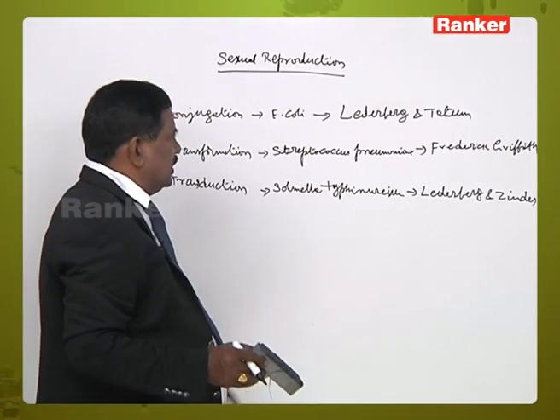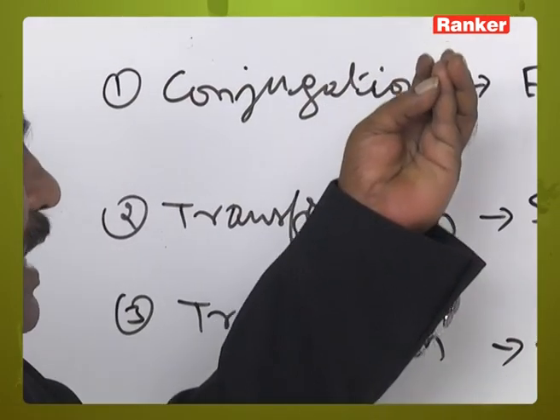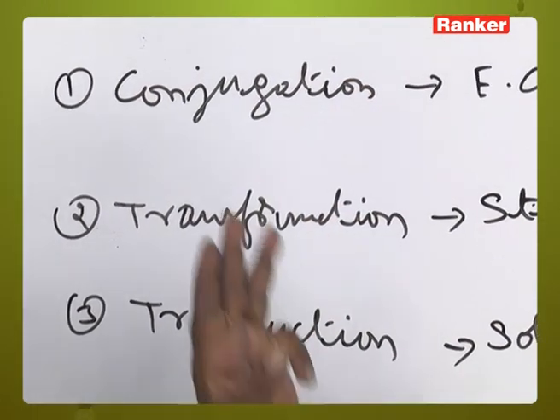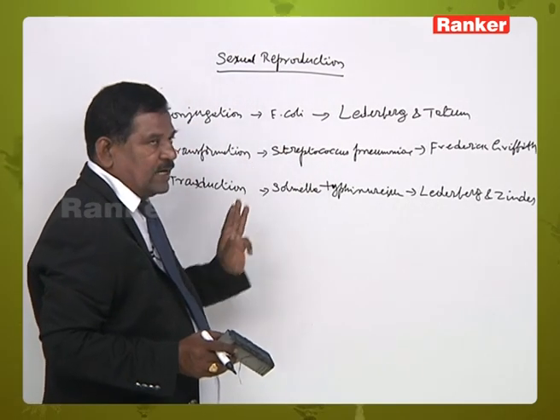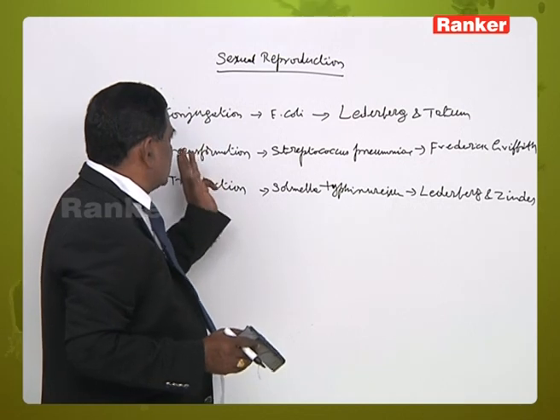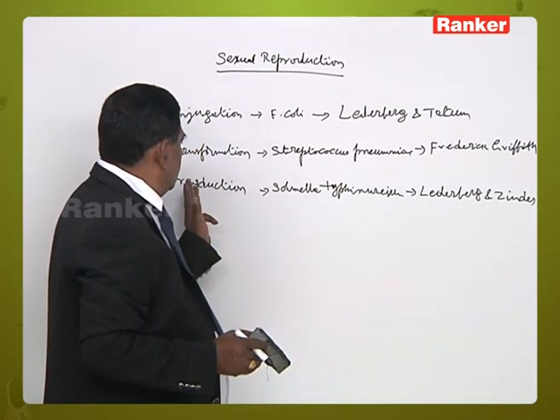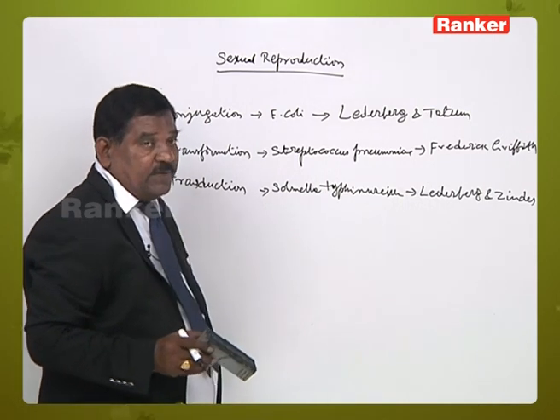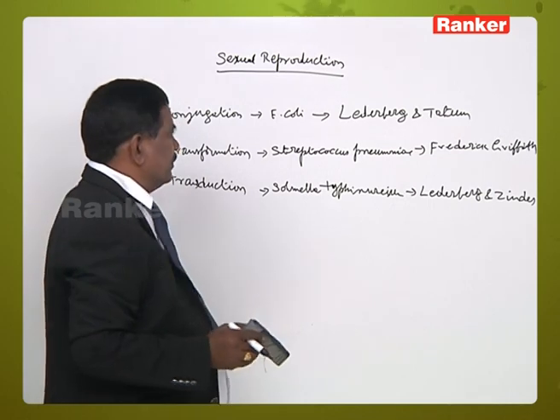Based on how the genetic material is transferred, how the genetic recombination occurs, sexual reproduction in bacteria is of three types. Conjugation was first observed in E. coli by Lederberg and Tatum. Transformation in Streptococcus pneumoniae by Frederick Griffith. Transduction in Salmonella typhimurium, first observed by Lederberg and Zinder.